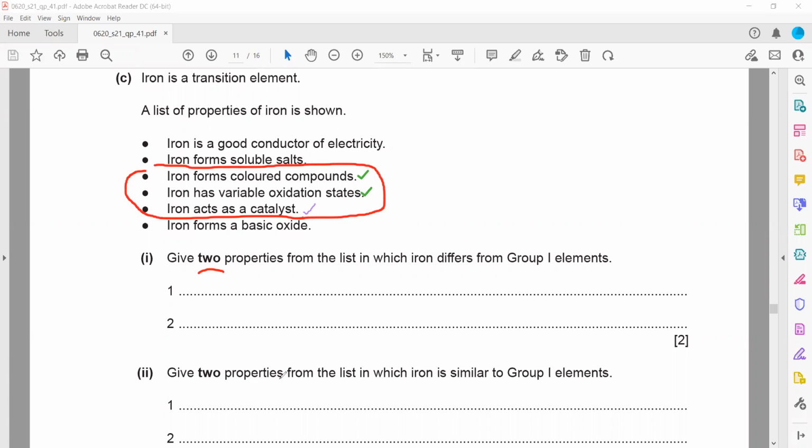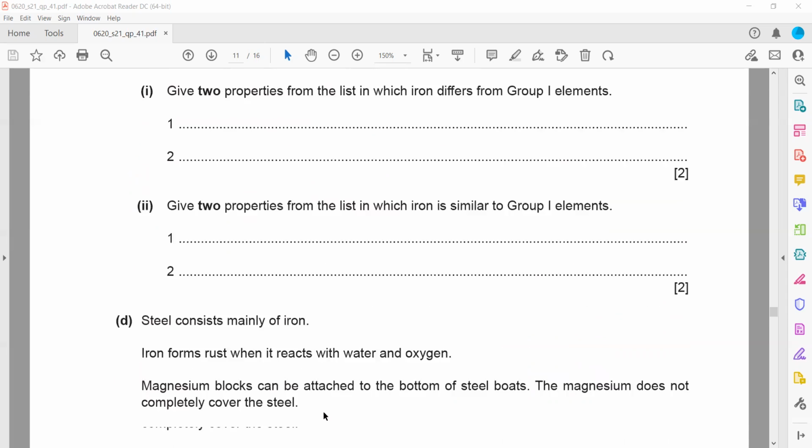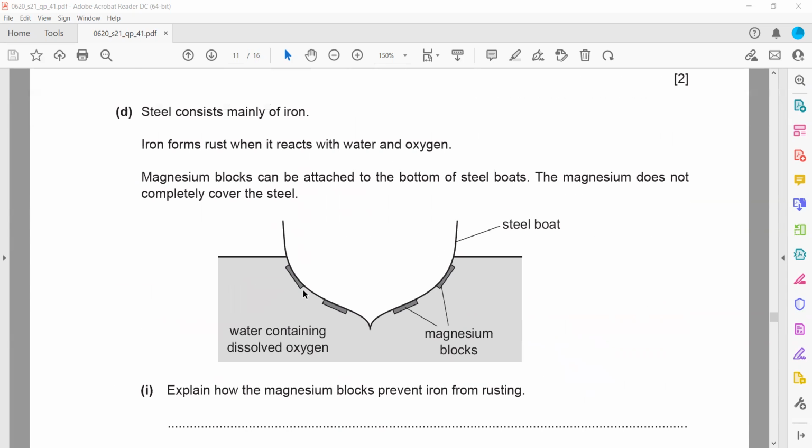Then give 2 properties from the list which are similar to those of group 1. Like group 1, these have similar properties. So good conductor of electricity and forms a basic oxide, that's true, because metal oxides are basic, or they can be amphoteric, but group 1 also produces basic oxides.